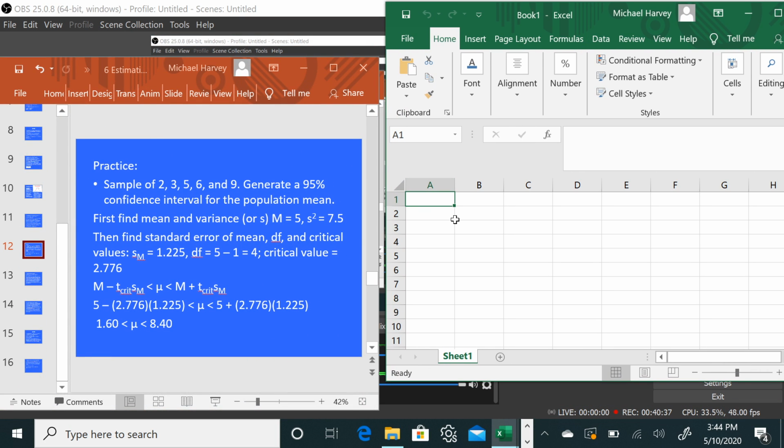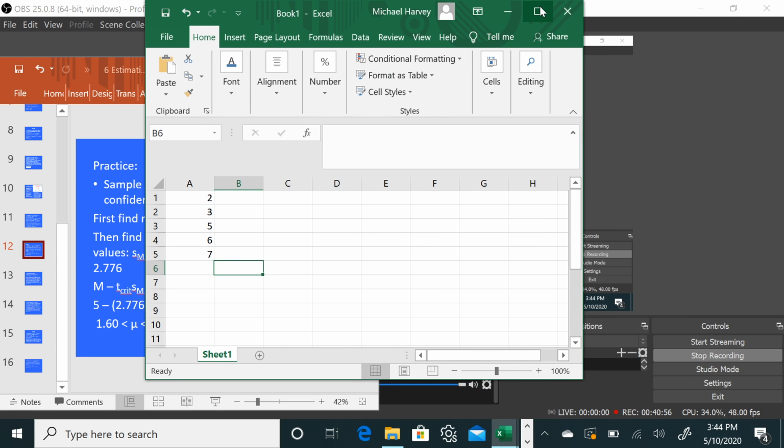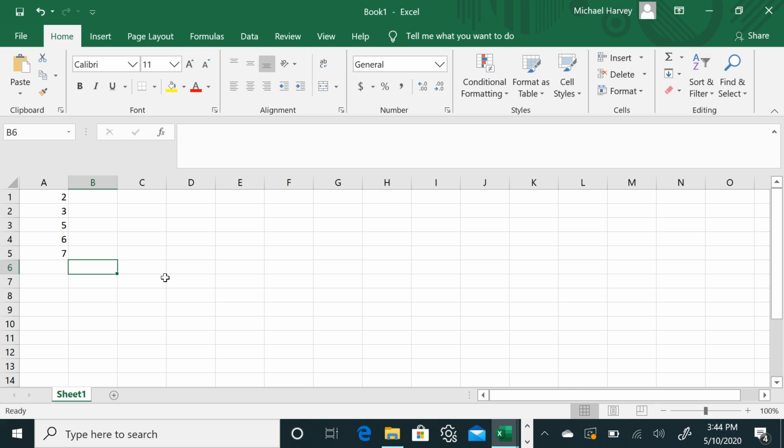So we've got 2, 3, 5, 6, and 7. I'm going to need a mean. We can take it from there with the Excel. I'm going to enlarge this so everybody can see what's going on. We're going to need a mean. We're going to need a standard error, right? And we're going to then generate our confidence intervals. So I'm going to put the upper limit here, and I'll put the lower limit here. What do we do?